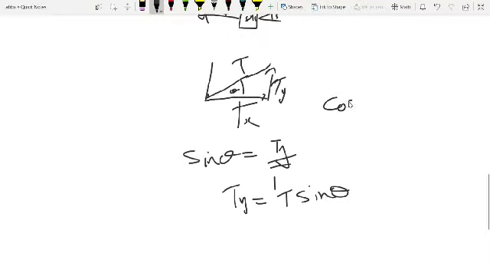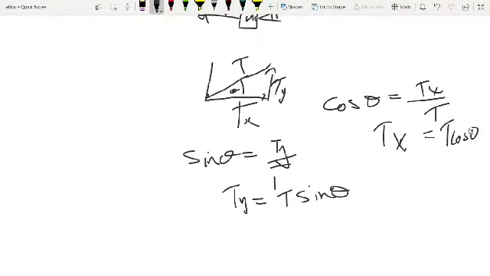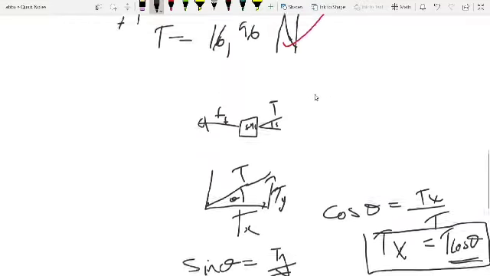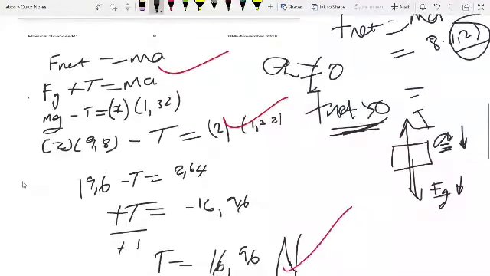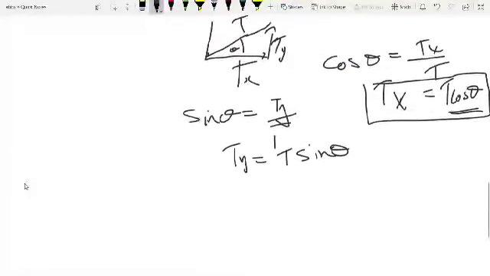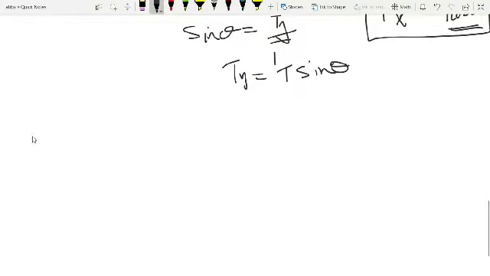Now we can say cos theta equals T at X divided by T. Now Tx is going to be equal to T cos of theta. That's good. It means the tension multiplied by the angle, right? We want to use this because we have an angle there and this box is moving horizontally. Let's get on with it and see how we can do that.